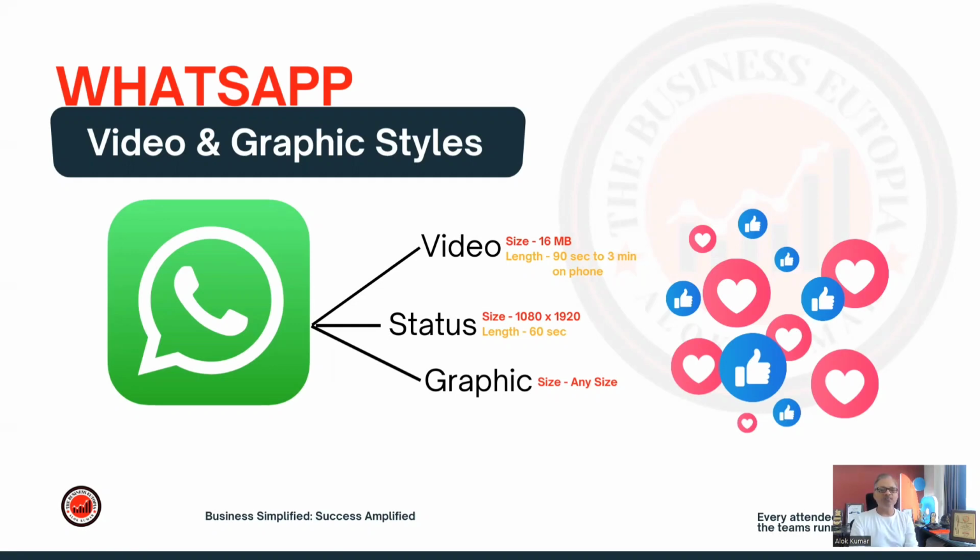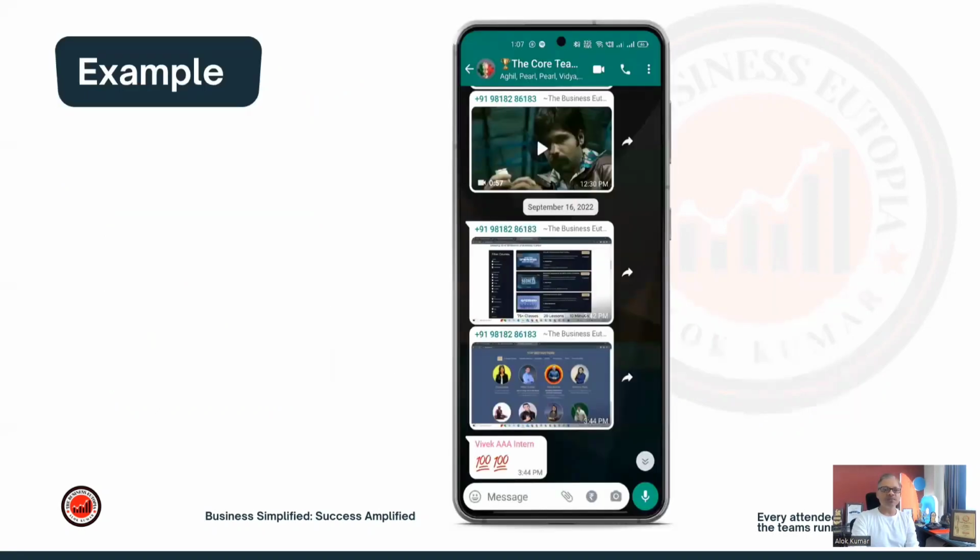Correct? Now, if you're putting a WhatsApp status, we all do put status maybe in the form of a graphic or a video. So again, the size is 1080 by 1920 and the length should not be more than 60 seconds for videos, and for graphic you can put any size, right? So these are for WhatsApp. Now these are some of the examples of our own WhatsApp group in which we have posted multiple images and videos.